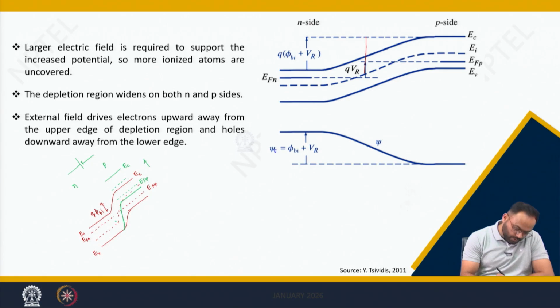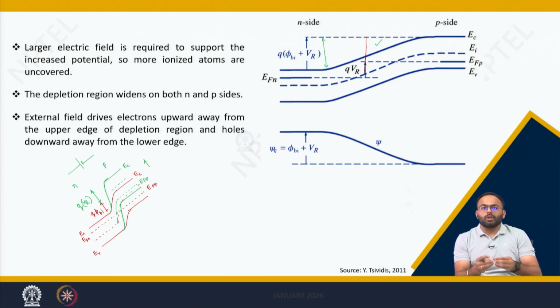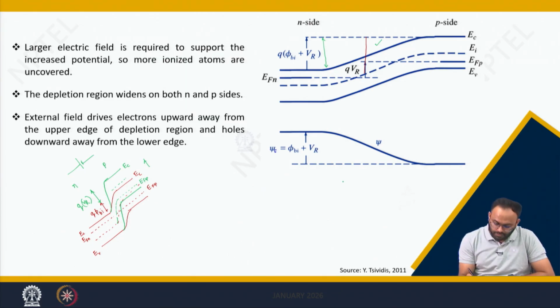So ultimately you can find out the overall barrier height is now increased by what amount? By the applied voltage amount. So this is shown here. The total barrier height is increased, and hence the carriers cannot easily cross the junction, and hence the current will be very, very small. That current we call the reverse saturation current.